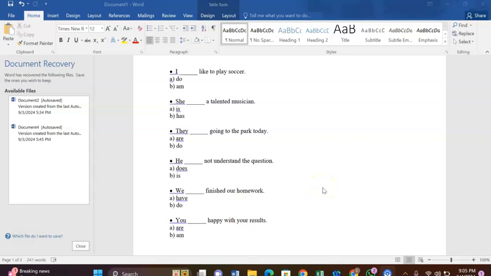Now my hint is: whenever you are using ed with the verb, like talented or any word with ed, then you have to use has or have. Remember, has we use with he, she, it, name, and have we use with I, we, they, you. And when we are using the first form without ing, then do or does. And when we are using the first form with ing, then am, is, are will come. Okay, so this is a hint.